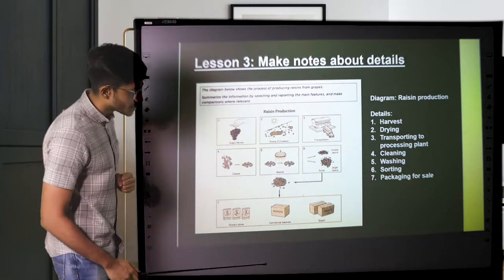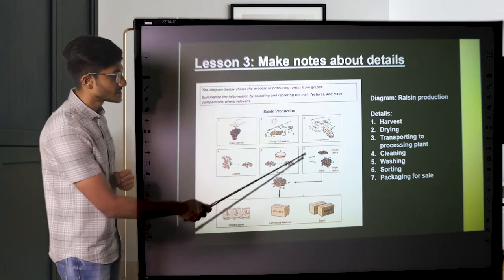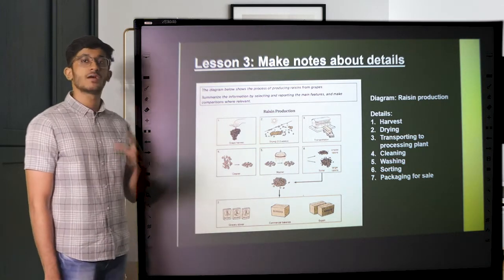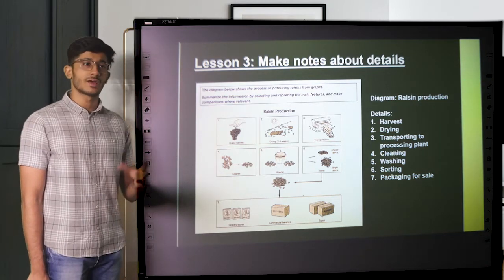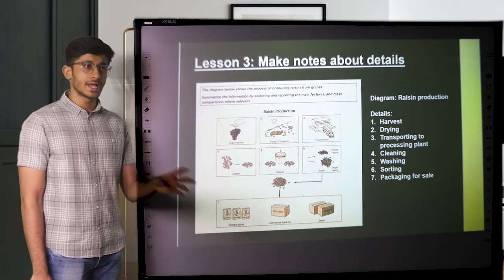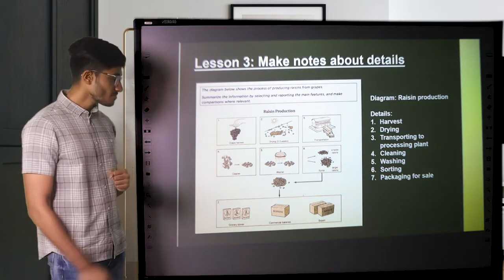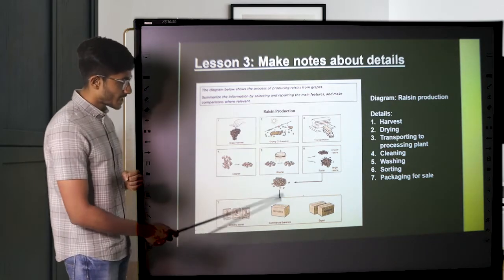Then in the eighth picture, we have sorting. Oh, sorry, it's the sixth picture. So in the sixth picture, we have sorting. So they are sorting the grapes, and sorting usually means that you're rejecting the bad grapes or the rotten ones, and you're only taking the good ones. And then it shows packaging for sale.